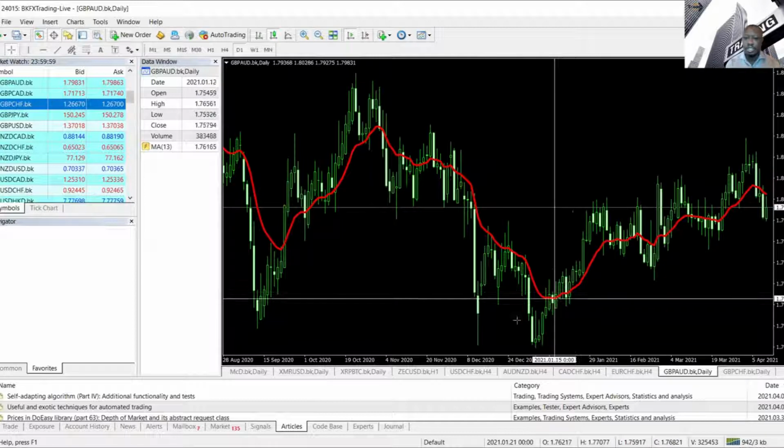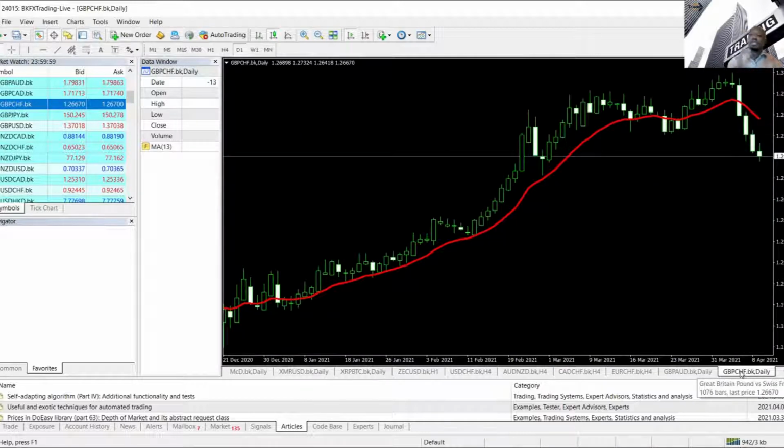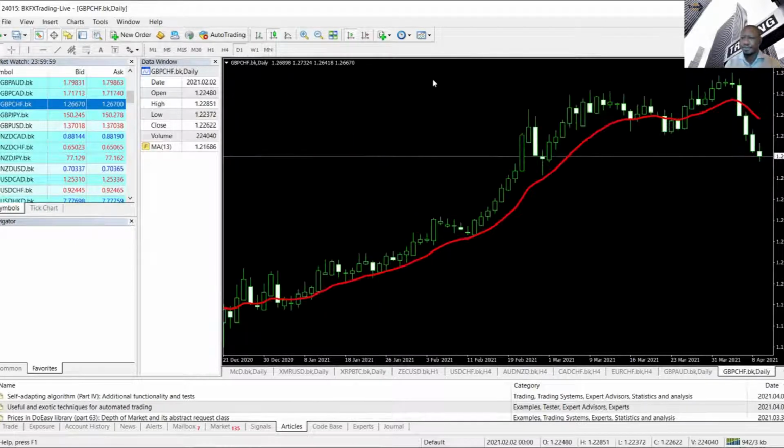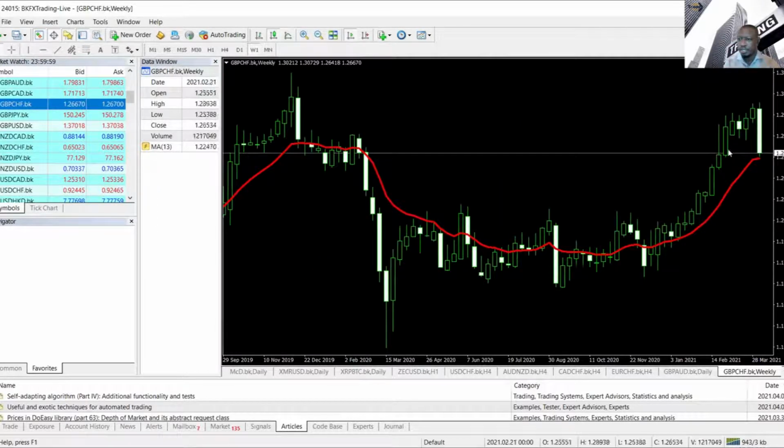Now, our last but not the least will be the British pound, Swiss franc. Let's look at this pair. For this pair, we had to come to the weekly chart, because we noticed that it's been going up, but on the daily chart, it looks like it's going down. Yes, actually, it is going down. So we say, look, the weekly chart indicates that it's going to go up. The daily chart says it's going to go down.